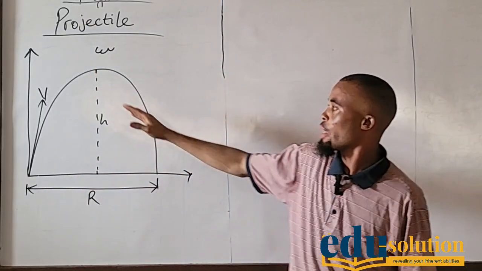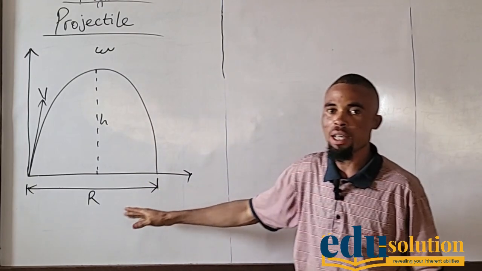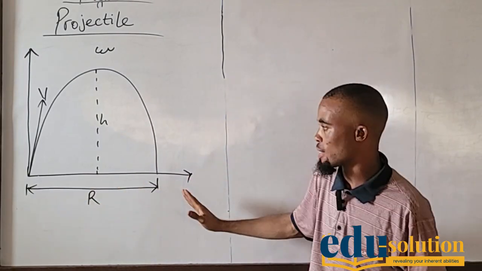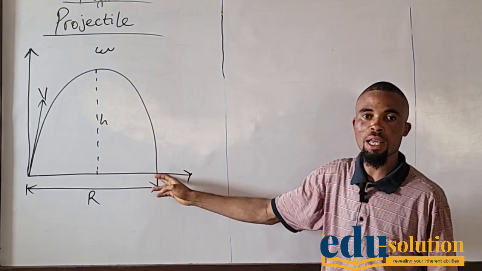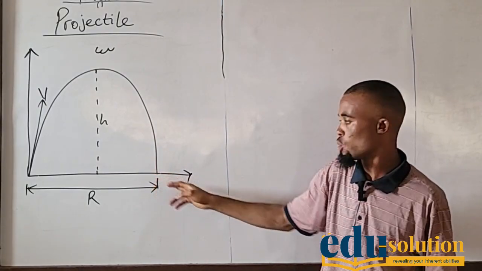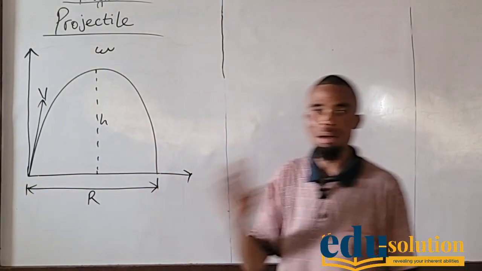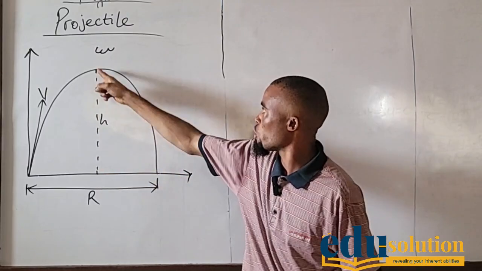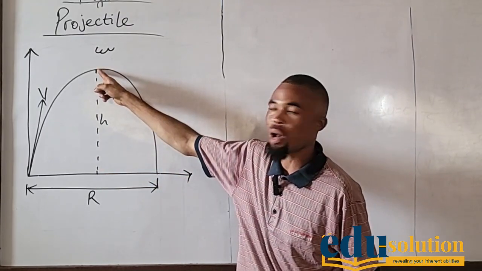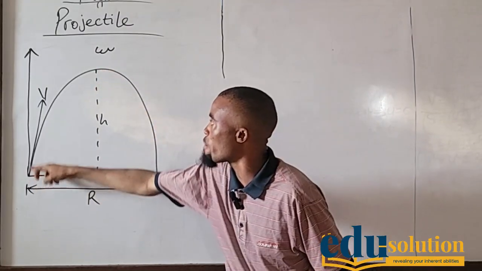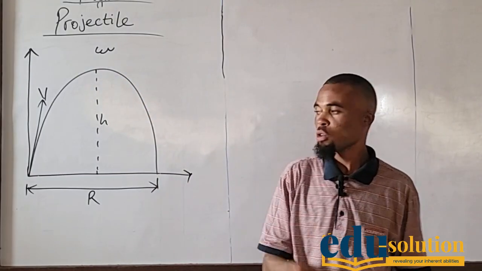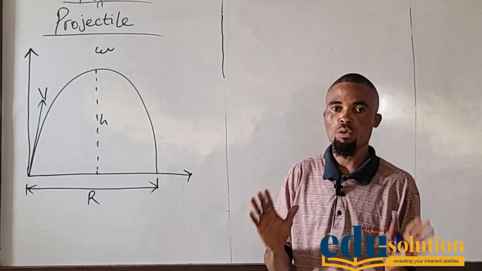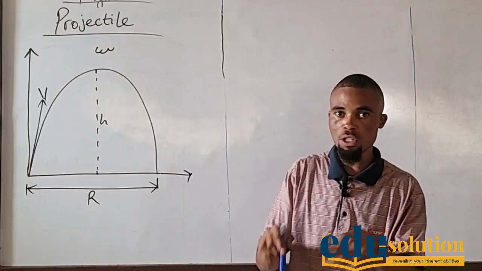And then we have range, which is the horizontal distance, that is from this point of projection to the point where it hits the projection plane again. So the distance between here and here is our range, while here to this point is our maximum height, while the time it takes to cover from here down to this place is our what? Time of flight. So these are the basic formulas we use for solving in this particular topic.